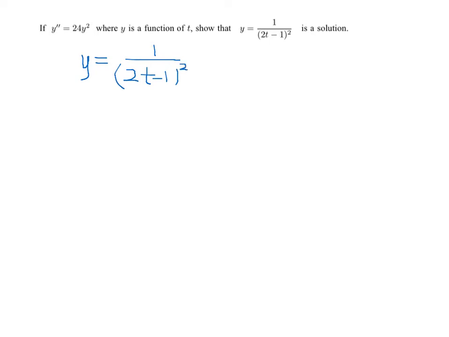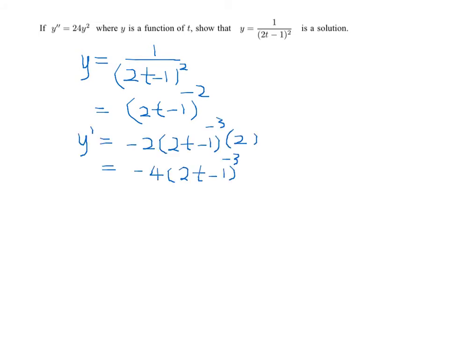So you would have y equals 1 over (2t minus 1) to the power 2. An easier way to do this is to write it not in rational form, so it's the power of negative 2. If I differentiate this 2 times, you should get something like that. Here, and you differentiate this one more time, and here we have this. Notice carefully that this is actually what you're supposed to show.